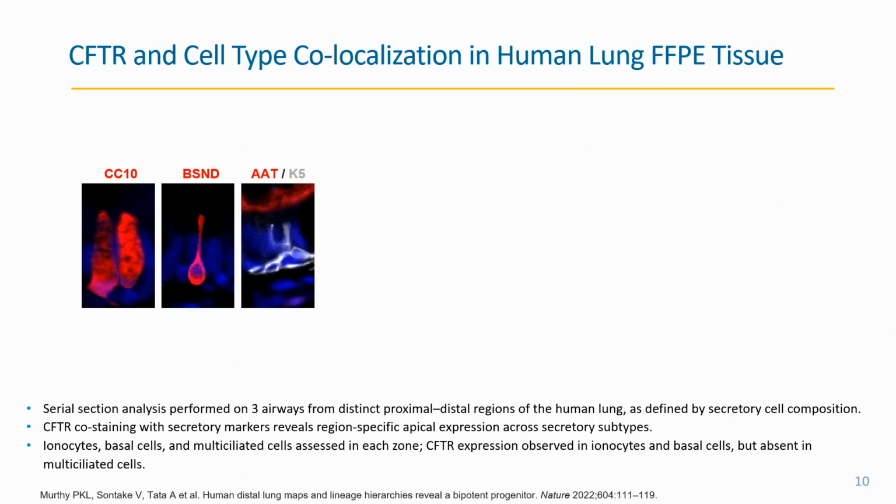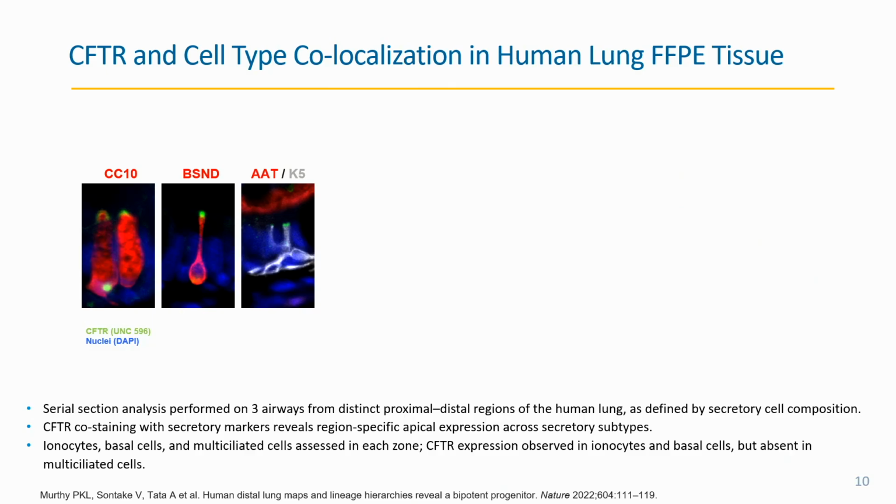We wanted to begin by looking in a non-CF airway at our major cell types, our CC10 positive secretory cells, our BSND positive ionocytes, our multiciliated cells as marked by alpha tubulin, and our K5 positive basal cells. When we stain those with CFTR, we can see apical expression of CFTR in both CC10 positive secretory cells and ionocytes. That's where we most frequently found the CFTR signal.